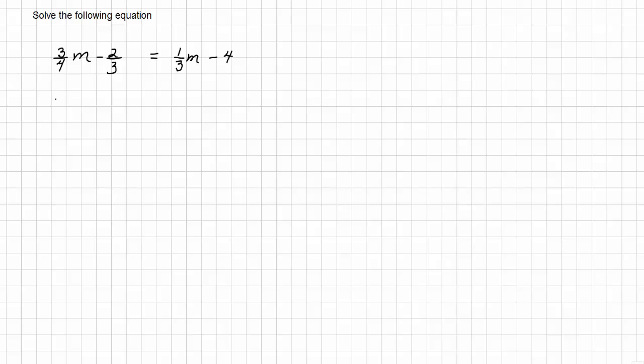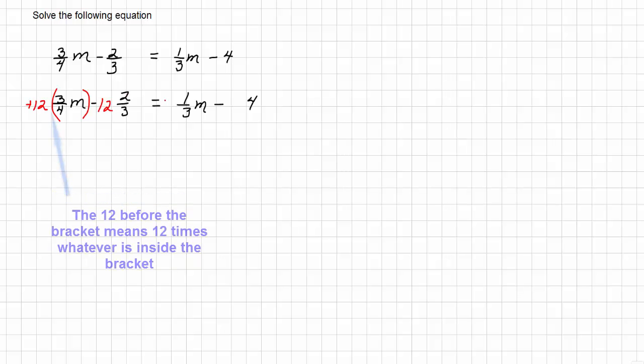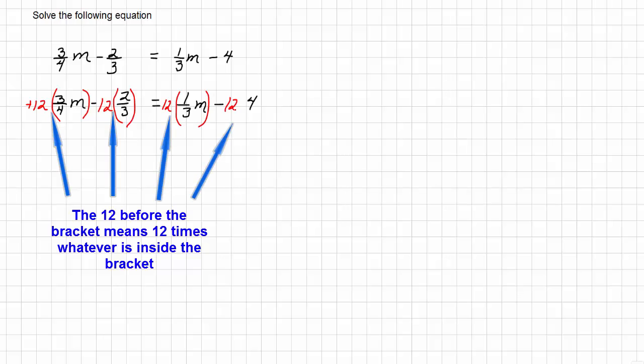So if we look at this equation, what we need to do is eliminate the fractions. And the easiest way to do that is to multiply every single term by the lowest common denominator. In this case, the denominators are 4 and 3, so the lowest common denominator would be 12. So what we do is multiply every single term in this equation by 12. We get 12 times 3/4 m minus 12 times 2/3 equals 12 times 1/3 m minus 12 times 4.